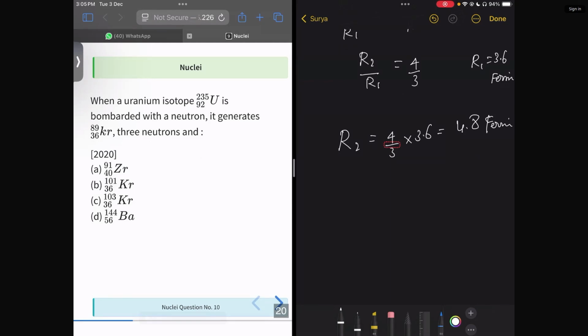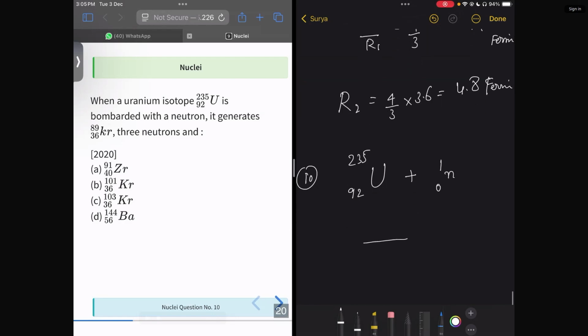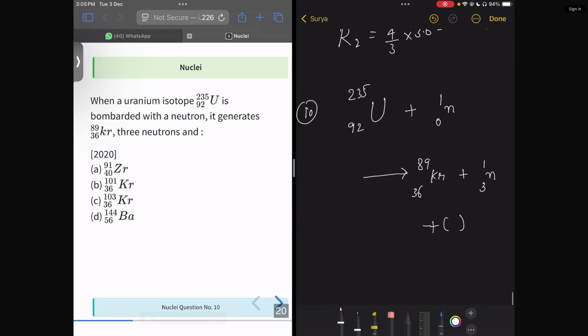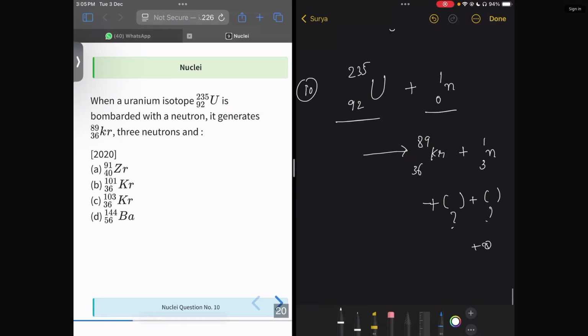There is a uranium isotope they have given, U 92-235, which is bombarded with some neutron. It will give 89 krypton and 3 neutrons. So they are saying 3 neutrons, plus what other things it will generate, they are asking. In the options, there will be energy. It is a nuclear fission reaction. When uranium is bombarded with a neutron, it is a nuclear fission reaction.